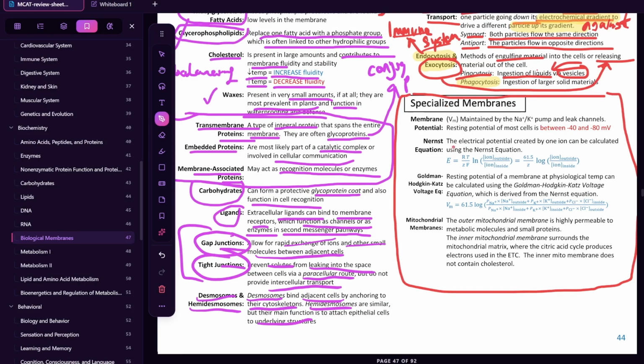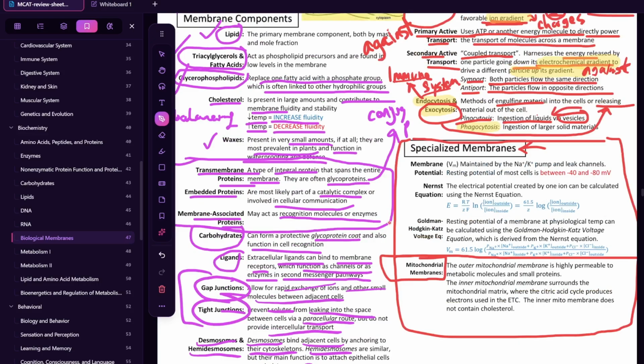One second. This is not really the best title to name this. I would only name this part specialized membranes when we talk about mitochondrial membranes. But for membranes, any membrane would have a resting membrane potential. Most cells have a resting membrane potential between -40 and -80 millivolts. Normally we say -70 millivolts for an average cell.